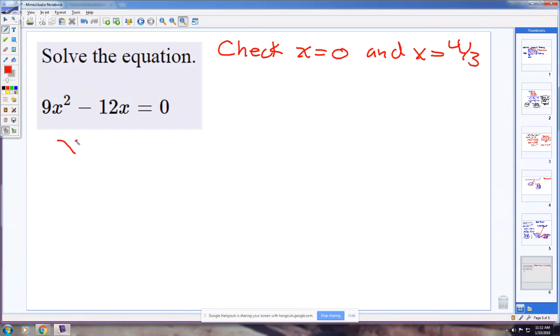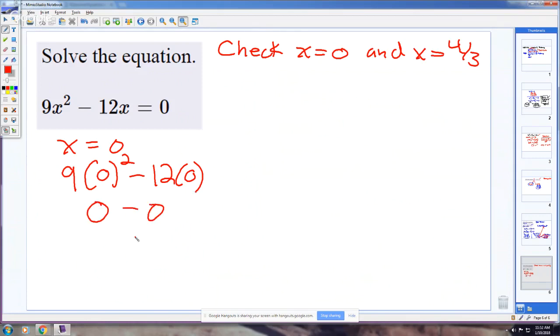So checking for x equals 0 first. That's going to give me 9 times 0 squared minus 12 times 0. And there's nothing wrong with whipping out a calculator on this. That's a good idea. Although some tests in this class you can't use a calculator. So let's see, 0 squared is 0, times 9 is still 0, 0 times 12 is 0. Yep, I got the 0 I wanted.